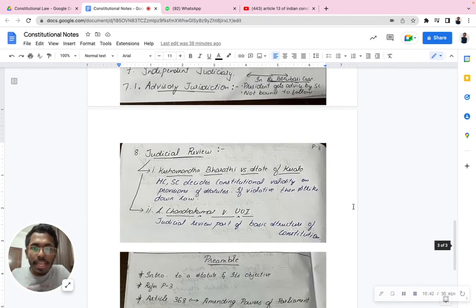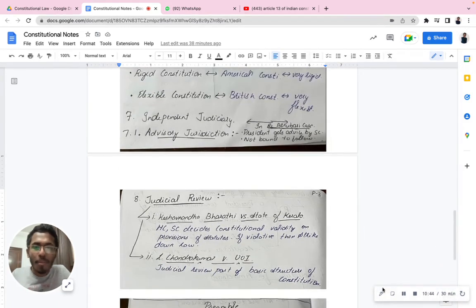Now, the next and last important aspect of our salient features is judicial review, guys. I want you to understand what judicial review is. It's very simple. I am a legislator. I have passed a particular law or act which states that from tomorrow onwards, no person should come out of their home. Just imagine. Now, the court can intervene and strike down that entire article, stating that it is going against the principle of the constitution and against the principle of fundamental rights.